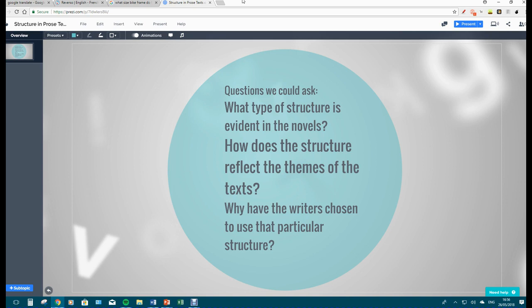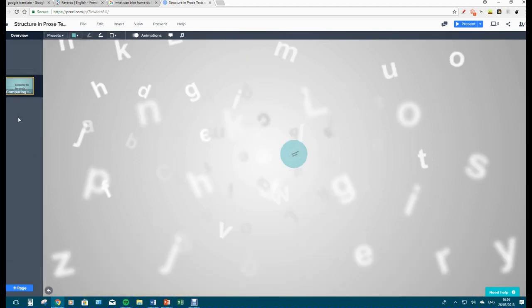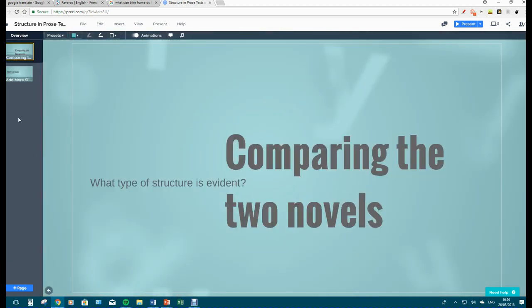It could take many different forms, but effectively what they're asking for is what kind of structure is there, and then of course you'll be thinking about how that structure reveals or creates meaning in the texts. So how does it reveal the themes, and therefore why has the writer chosen to use that particular structure. So this is what we're going to do. We're going to compare the two novels, looking first at what kind of structure is there.